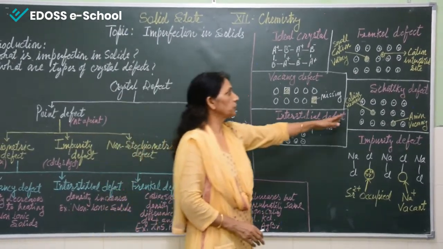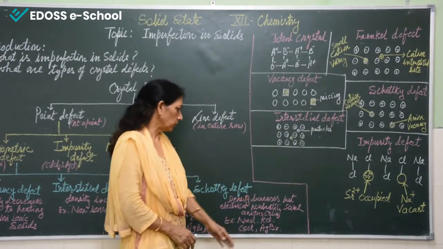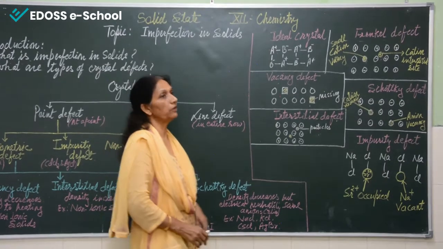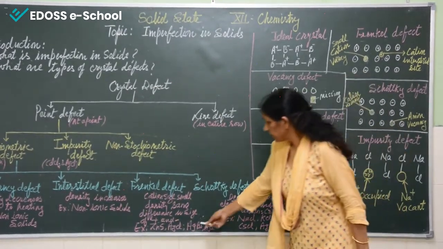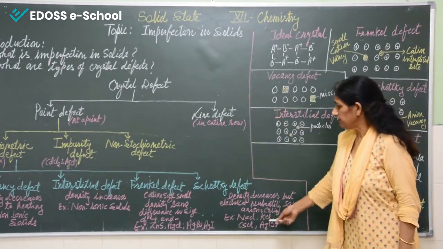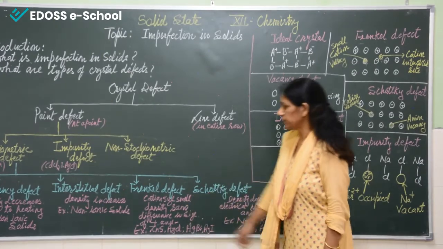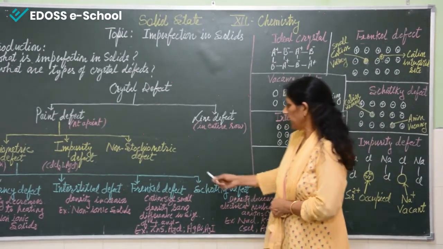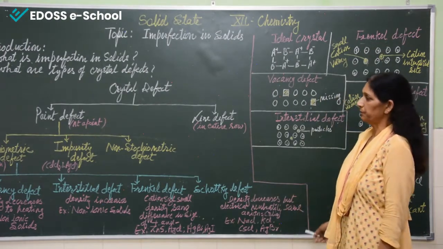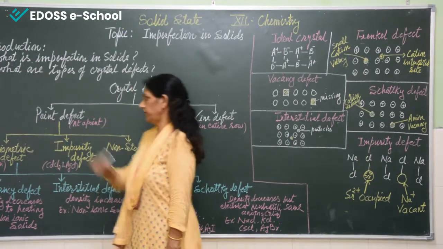So the examples of Schottky defect we can say are sodium chloride, potassium chloride, cesium chloride and silver bromide. Now you can see silver bromide is here also and here also. So we can say that silver bromide is a crystal which shows both types of defects, Frenkel defect as well as Schottky defect. So these four are types of stoichiometric defect.